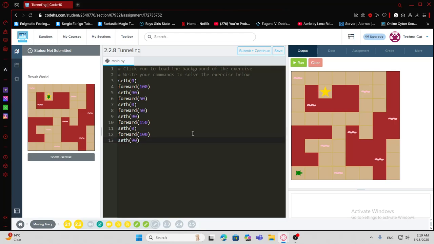Then she's going to face up. And she's going to move 100. Then she's going to face the right. So in case I didn't mention it, this set command is in degrees as well as the right and left commands. Except that the right and left commands depend on where Tracy is already facing. So set heading just overwrites that and says, okay, face this specific direction regardless of where you were facing already.